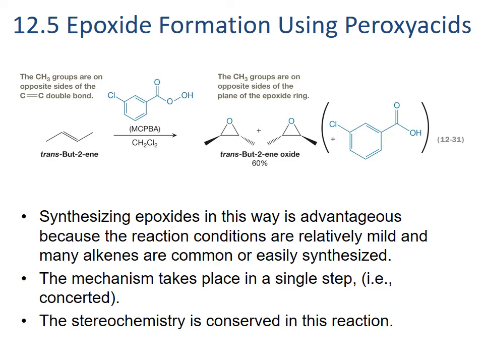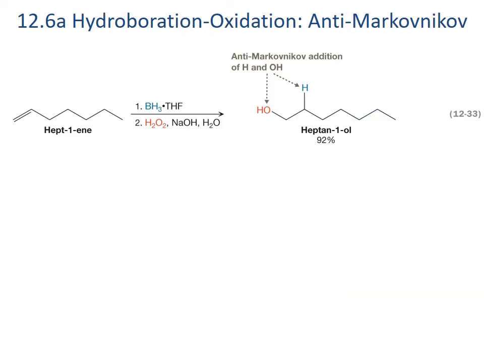Because the reaction is at once, the trans-stereochemistry of the double bond is preserved in the epoxide, and only two enantiomers are formed. This is much messier with halohydrin-based epoxide formations, and so generally MCPBA is used whenever possible.